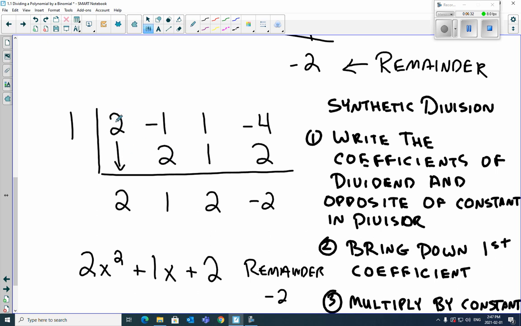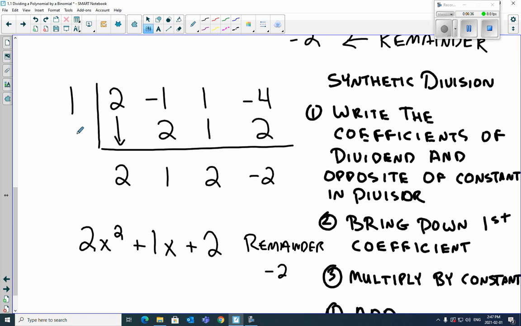Now, here's the process, and you can stop and go back and do this again. First thing we do is we bring down the first one. Just drop the 2. Then we multiply by the constant. So 1 times 2 is 2. Then, negative 1 and 2, we add them together. We get positive 1.